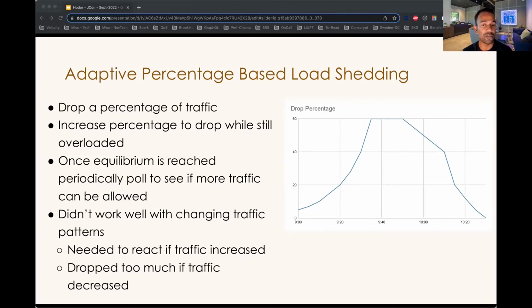When the request pattern is not spiky, the load shedder will be able to find the right amount of drop percentage to keep the system in a non-overloaded state. This is the load shedder's equilibrium point. In the graph, the top flat area is the equilibrium point.